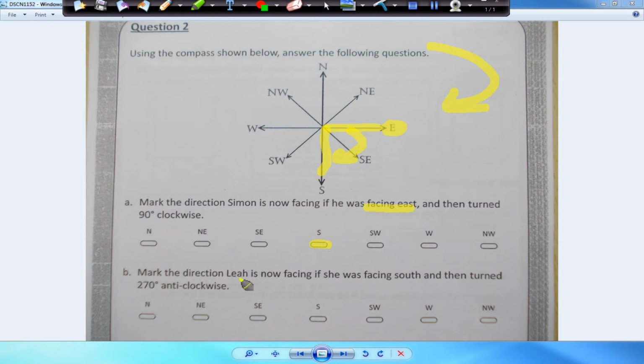Okay, next. Mark the direction Leah is now facing east. Let's get rid of this first part here, please, folks. Otherwise it'll confuse the next question.